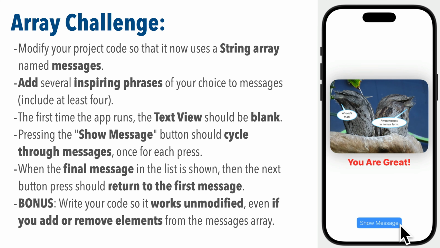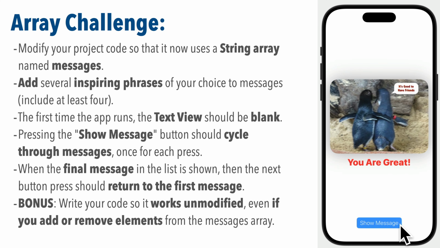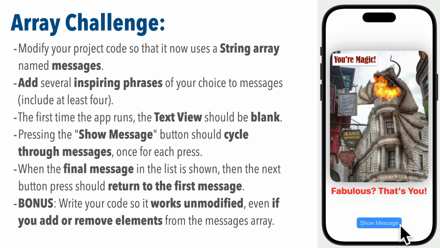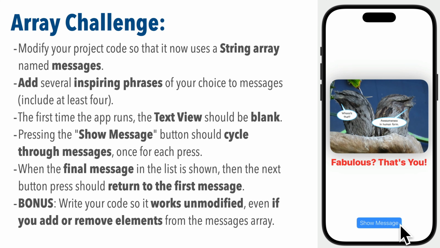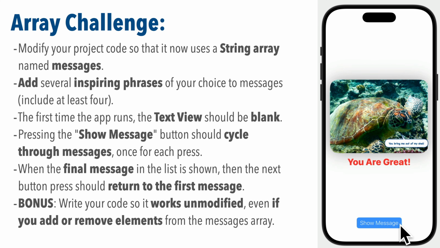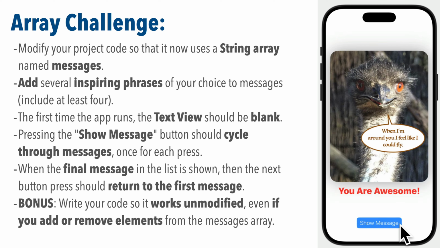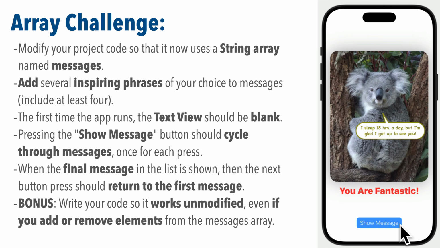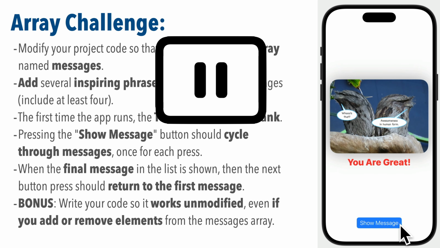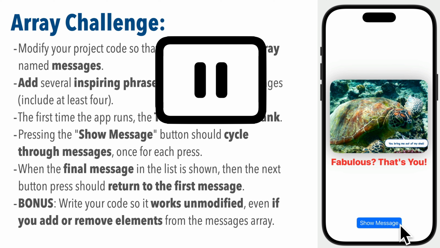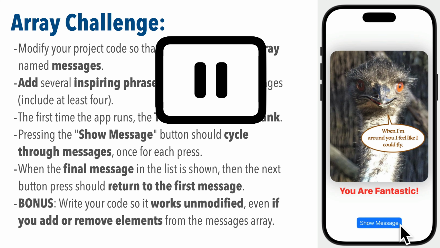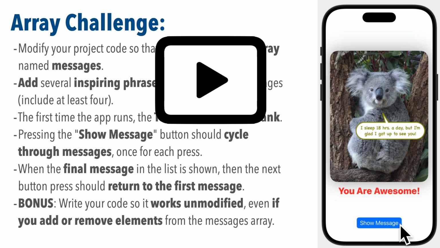And bonus, write your code so that it works unmodified even if you add or remove elements from the messages array. So if I later go in and add 2 new elements to messages, I shouldn't have to make any more changes in my code for this to work and cycle through all the messages. So pause. You can do it. And after you've given it your best shot, let's resume and compare answers.